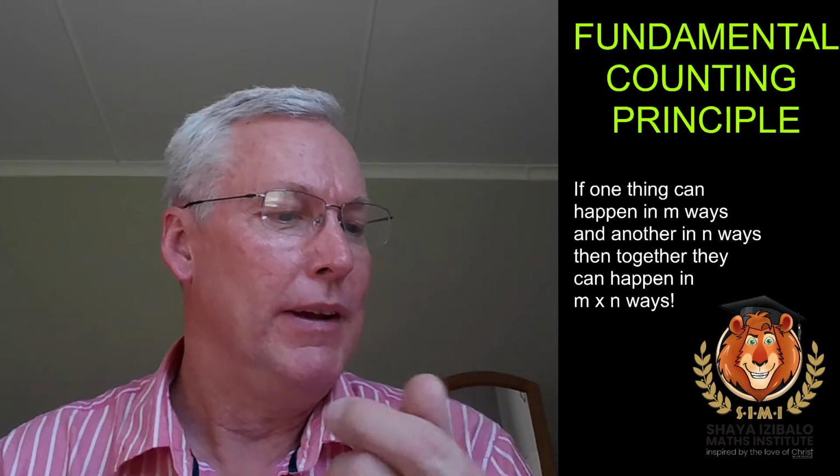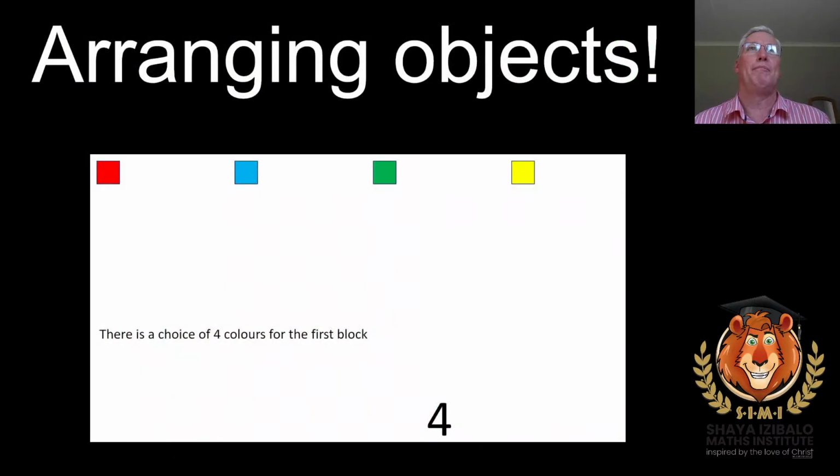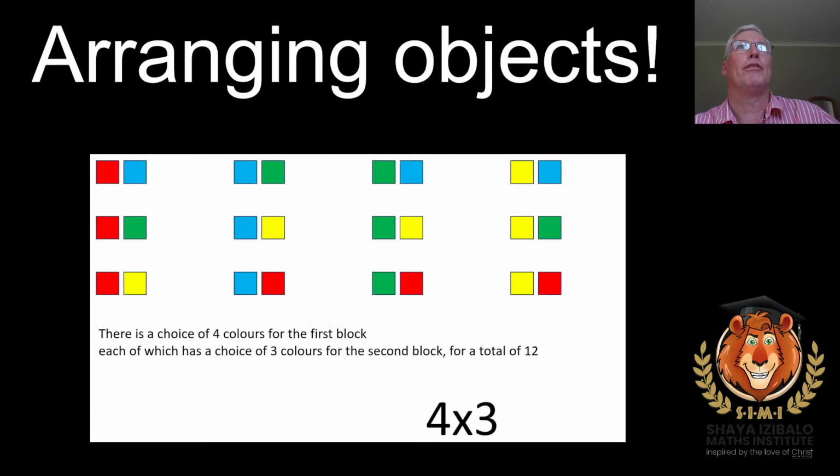Just multiply things. The next thing is the whole idea of arranging some things in an order. Here we've got 4 blocks: a red, a blue, a green, and a yellow, and we're going to arrange them. For the first position, there's a choice of 4 different colors. We could have the red one first, or the blue, or the green, or the yellow. For the next position, we've got a choice of 3. If we went with the red, we could have gone red, blue, red, green, or red, yellow. But equally, if we'd gone with the blue, we would have had a choice of 3. So we had a choice of 4 for the first block and a choice of 3 for the second block.